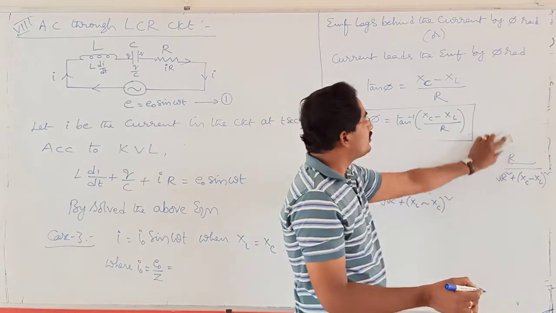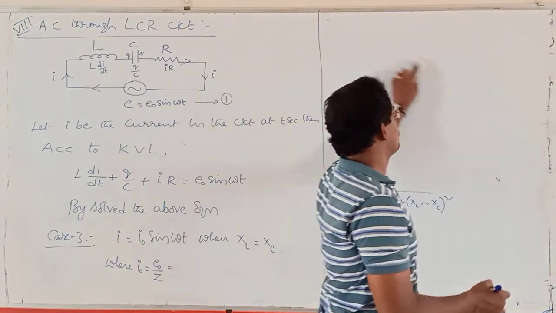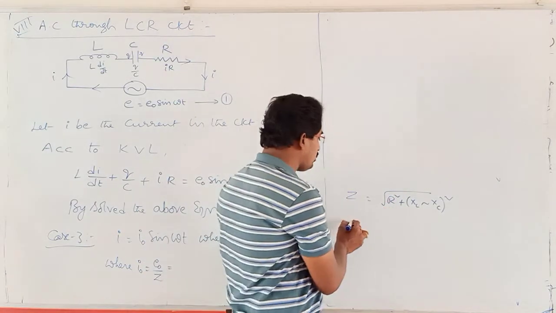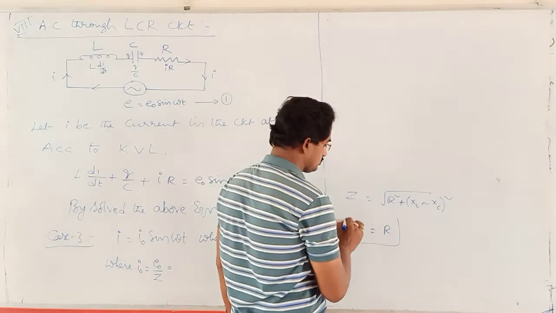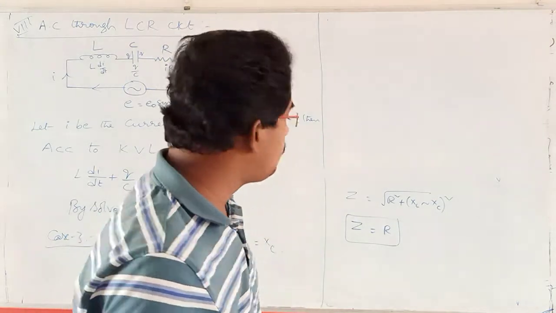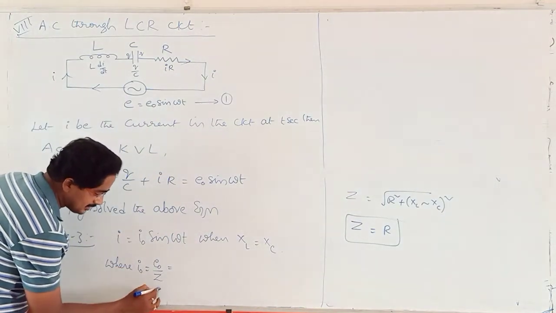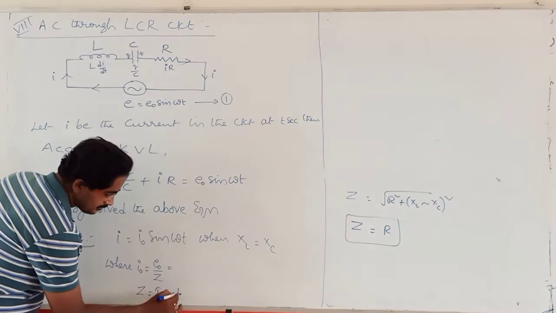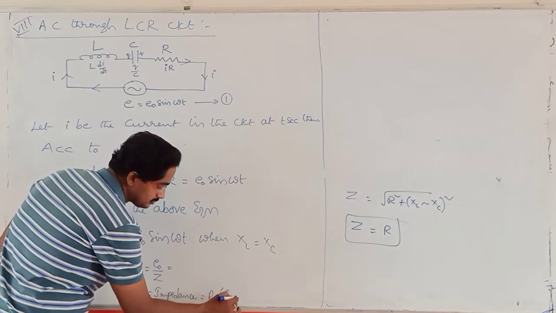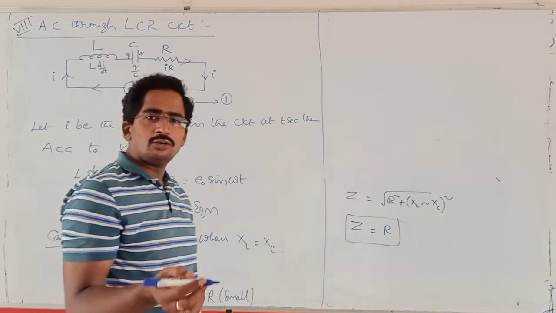For either case 1 or case 2, combining it, we can write like this. If XL and XC both are equal, what about the Z value? Equal to R. So in this case, Z, which is nothing but impedance, is only R. It is a small value. R minimum, Z value minimum.